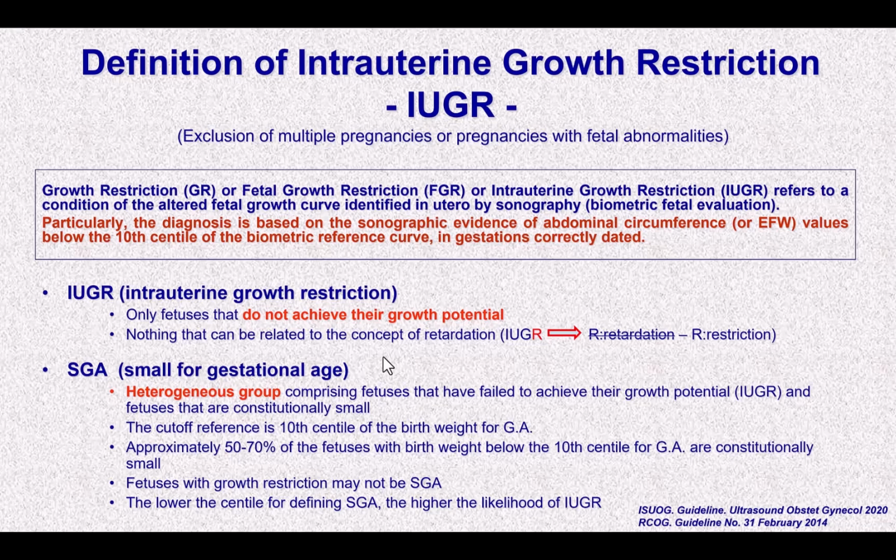This is a term used by neonatologists that comprises a heterogeneous group of fetuses that have failed to achieve their growth potential, the real IUGR, and the fetuses that are constitutionally small. When we talk about IUGR, intrauterine growth restriction, this definition identifies fetuses that do not achieve their growth potential. And particularly, their diagnosis is based on the sonographic evidence of abdominal circumference or estimated fetal weight values below the 10th centile of the biometric reference curve in gestations correctly dated.